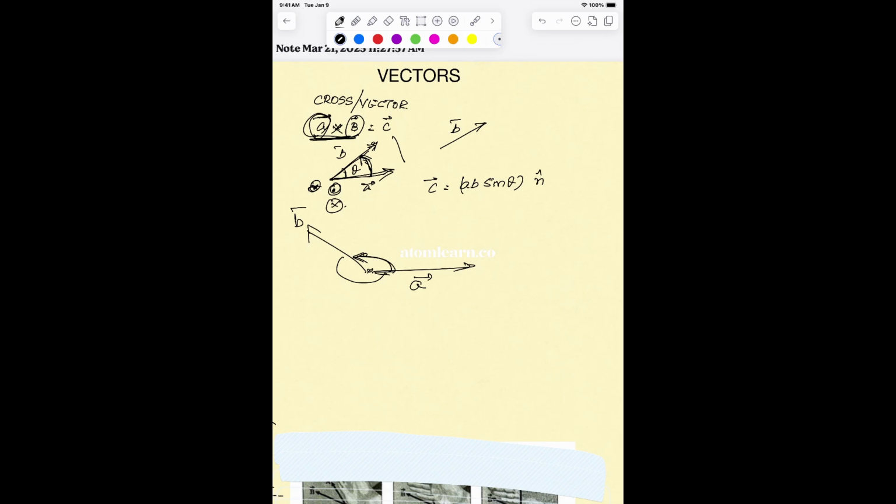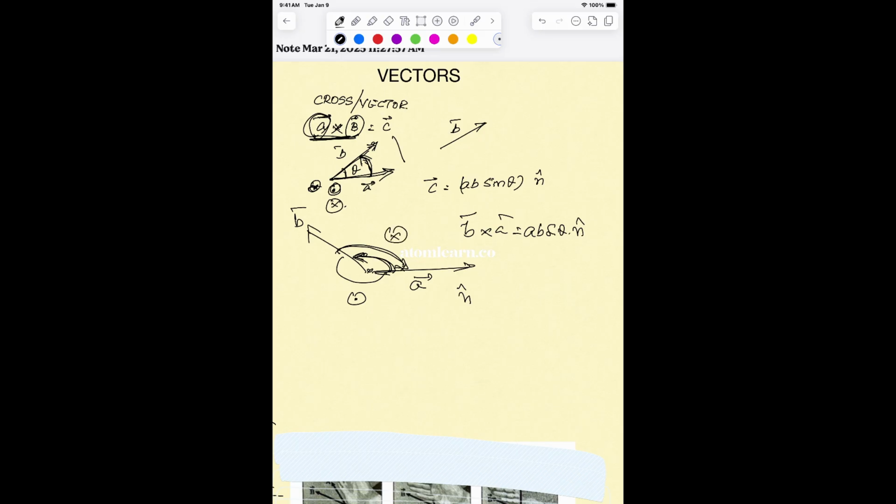Therefore we must take the smaller theta and then do this exercise of looking at it from the top. If it is anti-clockwise, then the product's n unit vector is outside the plane of paper, coming out towards you. Whereas for B cross A, it will be the same theta, so its magnitude will be the same, AB sine theta only. But the normal vector direction will be, because the theta is now traversed clockwise, going inside, minus k cap.